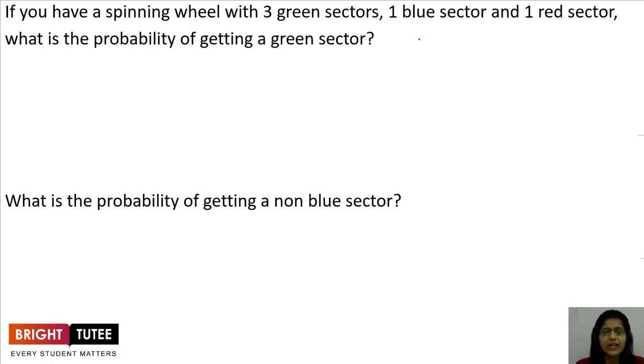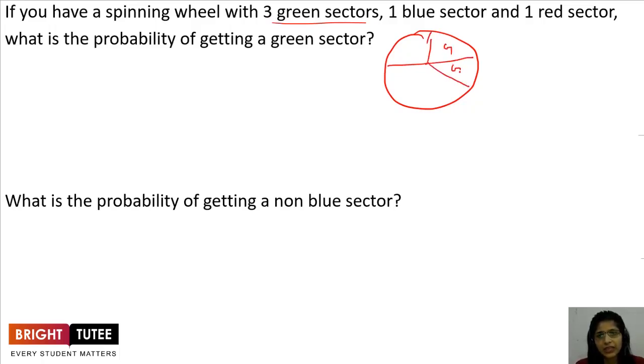So let us have a rough idea of how that spinning wheel would look like. So this is a spinning wheel and how many sectors? 3 green sectors we have, suppose 1 and 2 and this is the 3. So we have 3 green sectors. We have 1 blue sector. So this is the blue one, and one red sector. So this is the red sector.